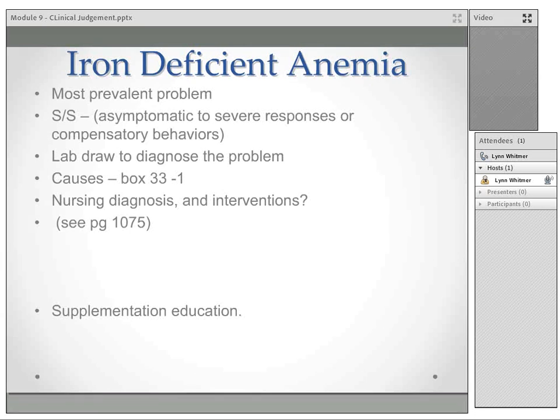Supplemental education, if we do require that our patients get supplements, what type of education do we give them? Number one, that the patients are going to have black tarry stools. It may cause some constipation. It should be taken with a vitamin C supplement. It should not be taken with food because that will interfere with the absorption.